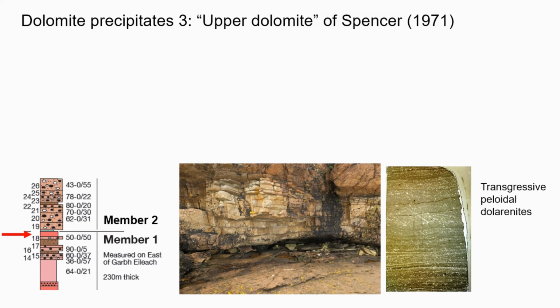The third level of dolomite precipitates in the Port Askaig Formation is the unit called the Upper Dolomite in Spencer 1971, at the top of Member 1 in the Garvellachs. It is often difficult to read, but an excellent section in Western Jura starts with a transgressive storm-dominated package above a periglaciated surface. This is a dolograinstone composed of reworked peloidal dolomite.